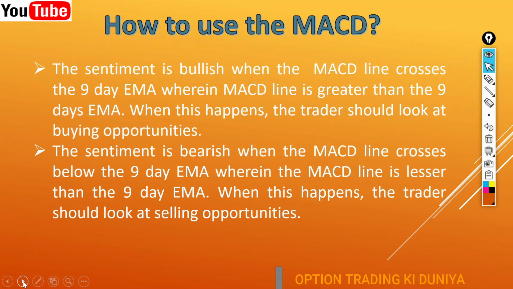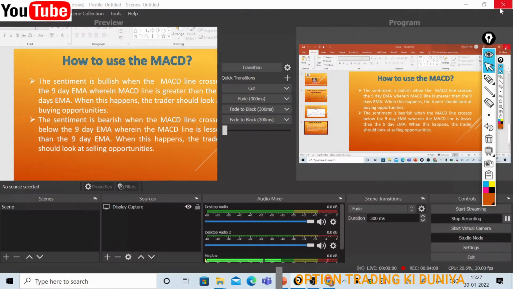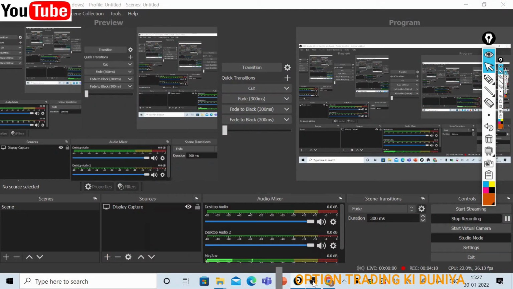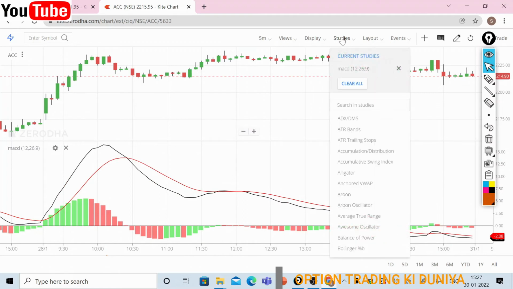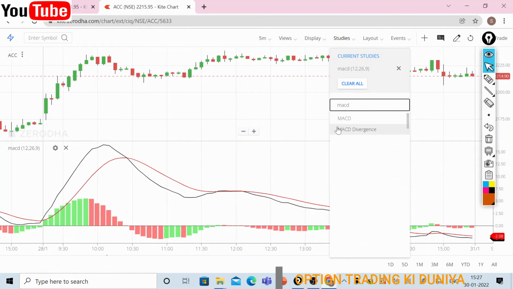Now, let me explain this concept of crossovers by using a chart. So let me stop it here and go to the chart. Yeah, the chart is here, so we can see the crossovers. This is the chart of ACC. I am using Zerodha's Kite platform. So how to apply MACD? Go to studies and you can put it here, MACD. So you can see MACD. The indicator is already present, so I am not going to select it.